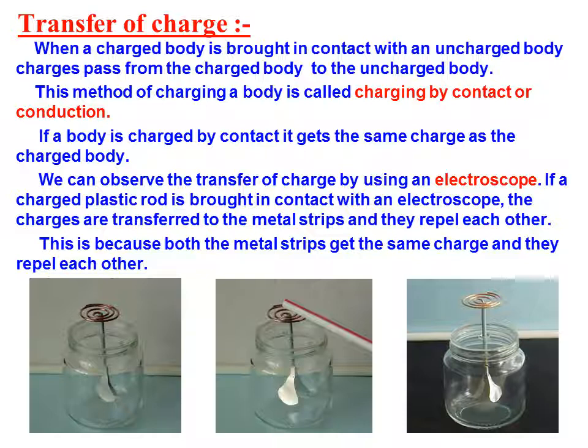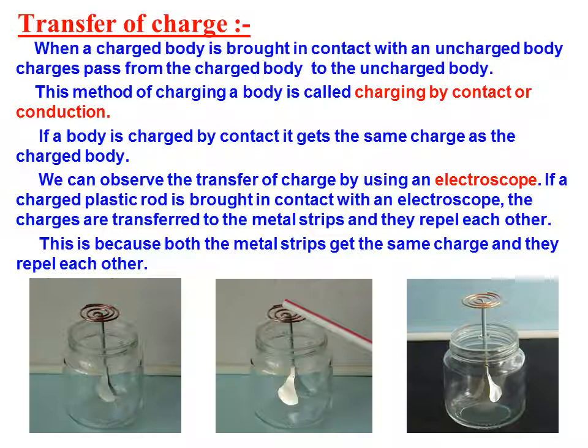So if a body is charged by contact, it gets the same charge as the charged body. That means the charge will flow from one body to another. So we can observe the transfer of charge by using an electroscope. Same method. If a charged rod is brought in contact with an electroscope, the charges are transferred to the metal strip and they repel each other.